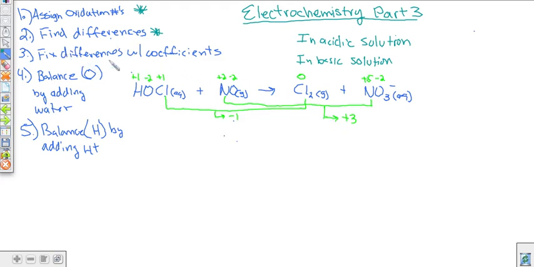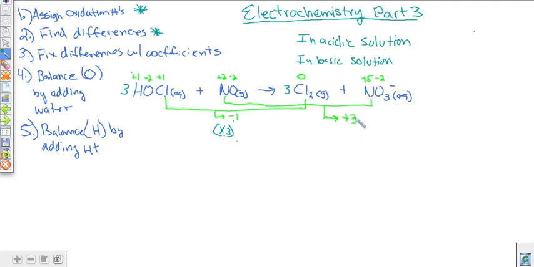Now the third step is to fix those differences with coefficients. What does that mean? It means that if I have a -1 and a +3, I haven't accounted for 2 of these -1 charges. So I need to make this times 3. I could put a 3 right here, and then a 3 right here. If I multiply my chlorine by 3, and remember, the whole point of this is balancing, then I'm going to match up to my +3 here.